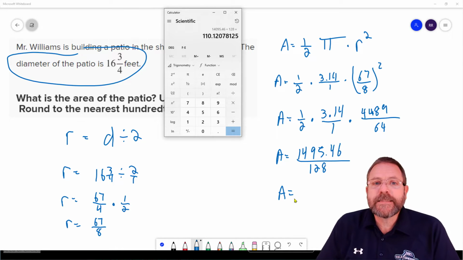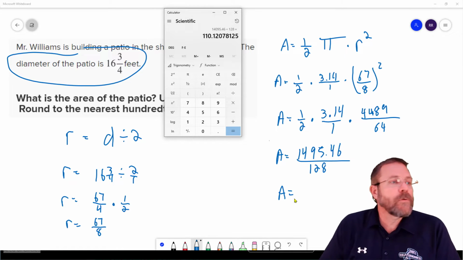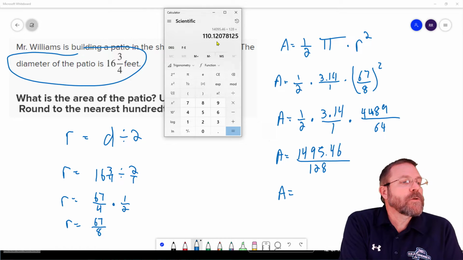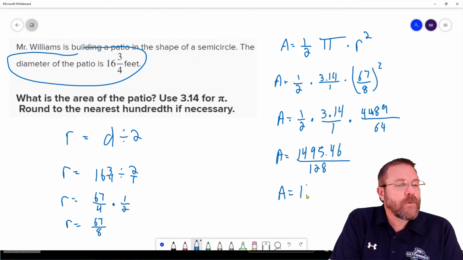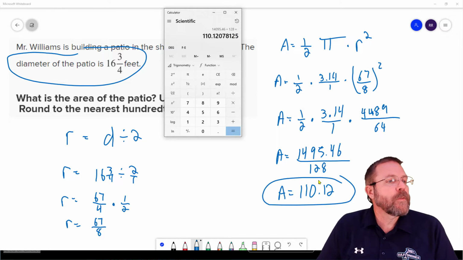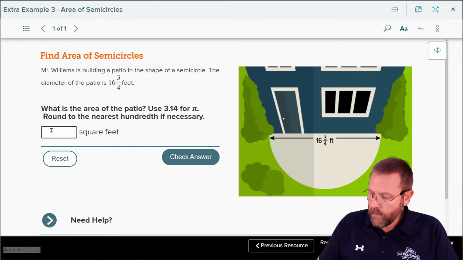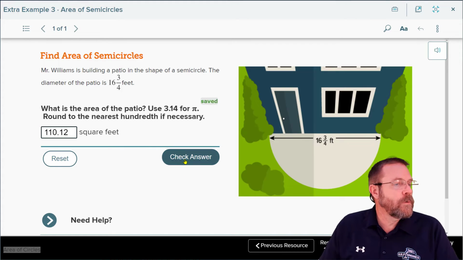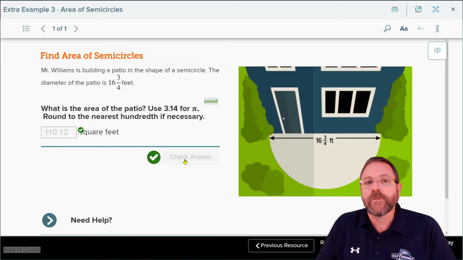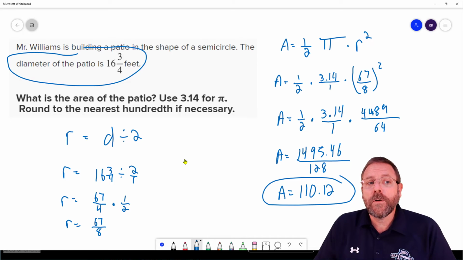The instructions did say we get to round our answer to the nearest hundredths place, which is going to be that 2 right there. So my answer is 110.12. Verify that. Yep, that looks all good. And let's go ahead and plug it in. 110.12. Check. And the answer checks. Not easy math. That one was pretty dang hard, but there's nothing new in there you've never done before.